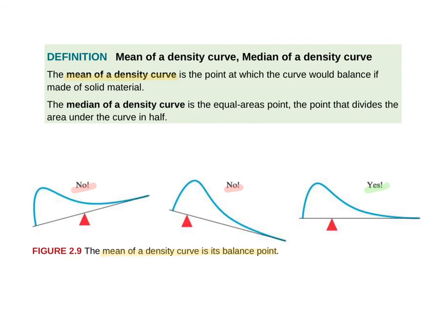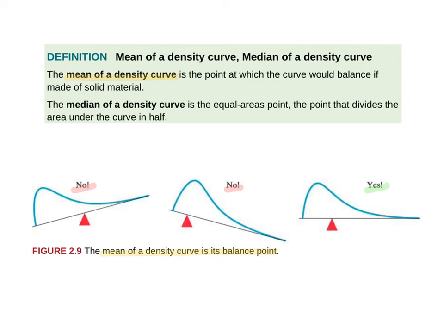And our other measures of center and variability apply to our density curves as well. Yay! So, as a reminder, we've got our mean of a density curve. That's the point at which the curve would balance if it was made of a solid material. So think of it like a balance beam of sorts. So these figures represent, all right, what is the mean really doing here?